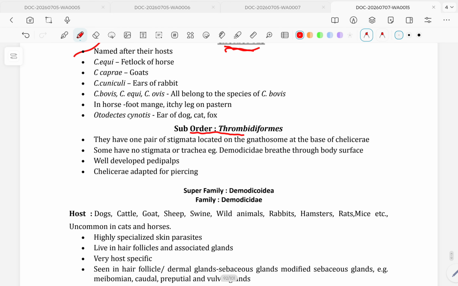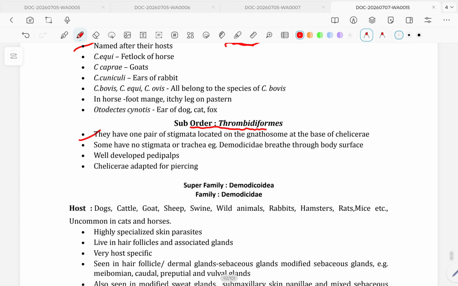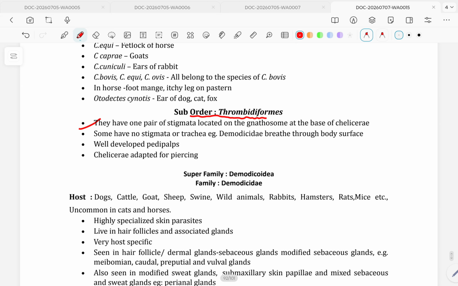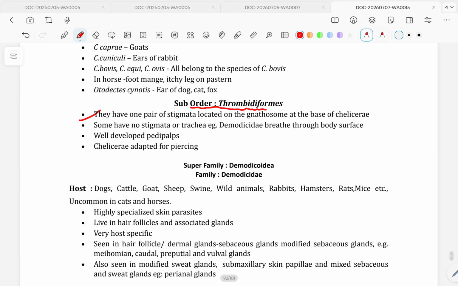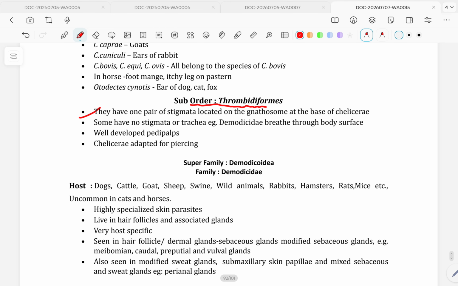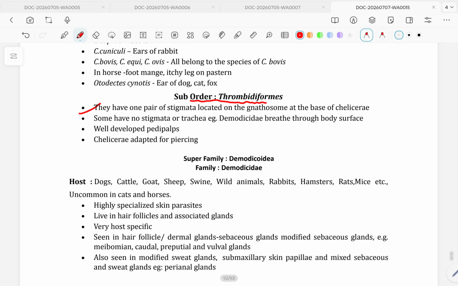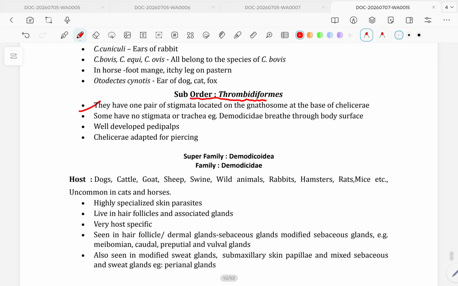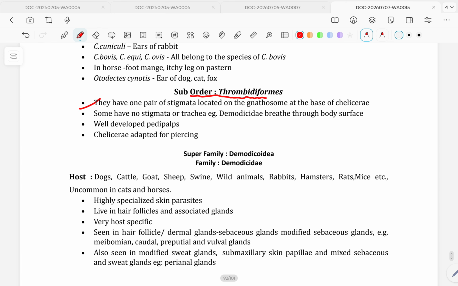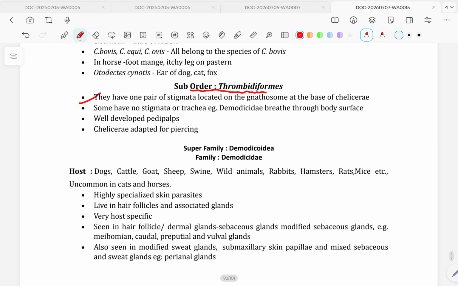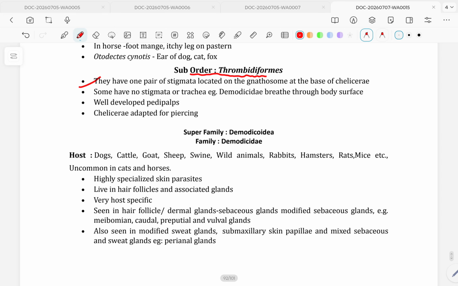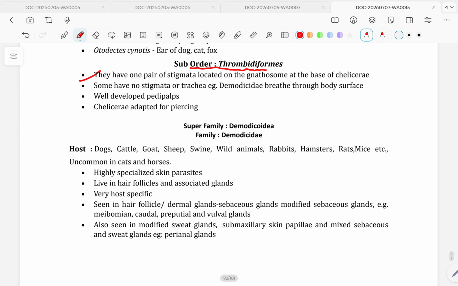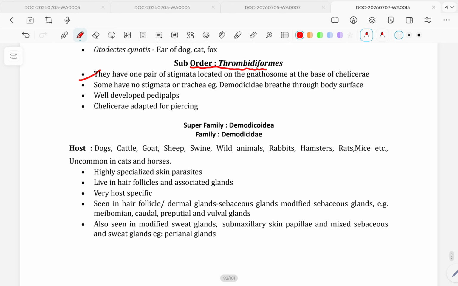Suborder Trombidiformes. They have one pair of stigmata located on the gnathosoma at the base of the chelicerae. Some have no stigmata or trachea. Example: Demodicidae, which breathe through the body surface, have well developed pedipalps, and chelicerae adapted for piercing. Subfamily Demodicinae.